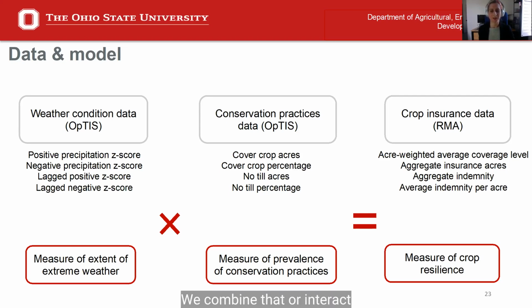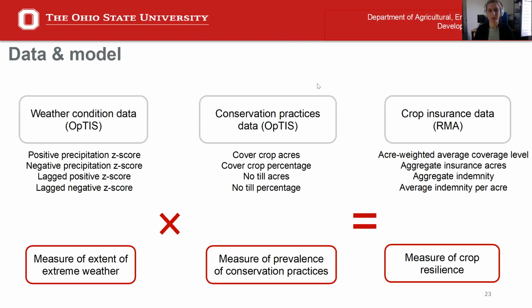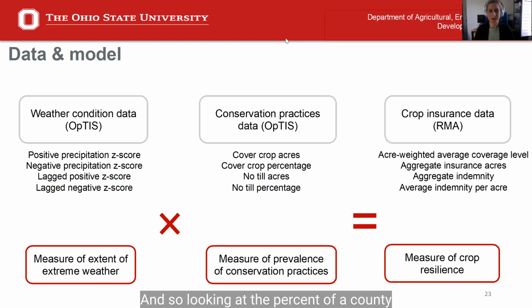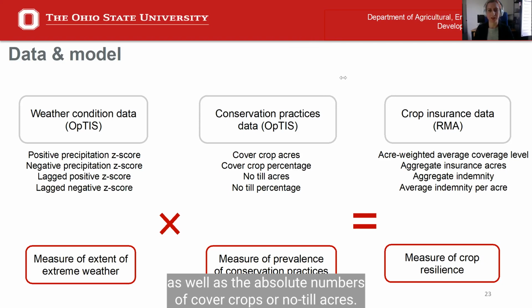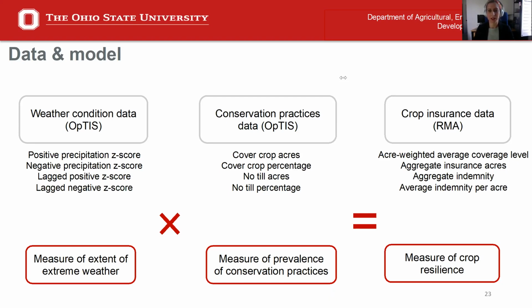We combine that, or interact that, with the measure of how prevalent these conservation practices are. And that, of course, comes from this OpTIS data. And so looking at the percent of a county that is cover cropped or the percent of the county that is no-till, as well as the absolute numbers of cover crop or no-till acres, we interact those two. And then at the end, look at the likelihood that the county has received an indemnity.